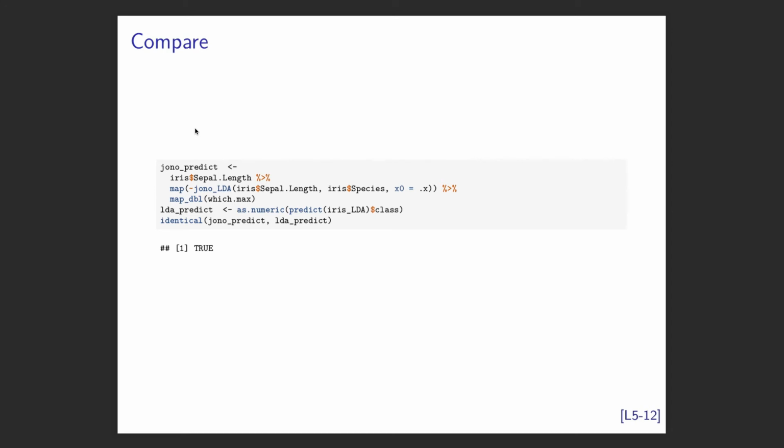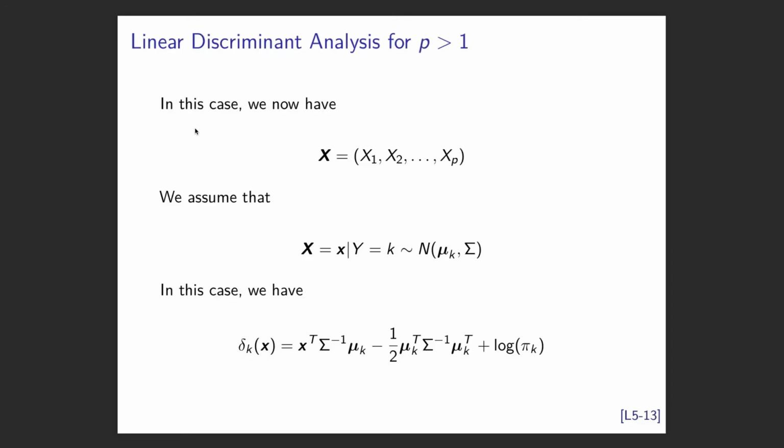I will then never use my function again because it's rubbish. And the one built in will be so much better than mine. So that was for p equals 1. That's a single predictor. But we have so much more data. So let's build it up.